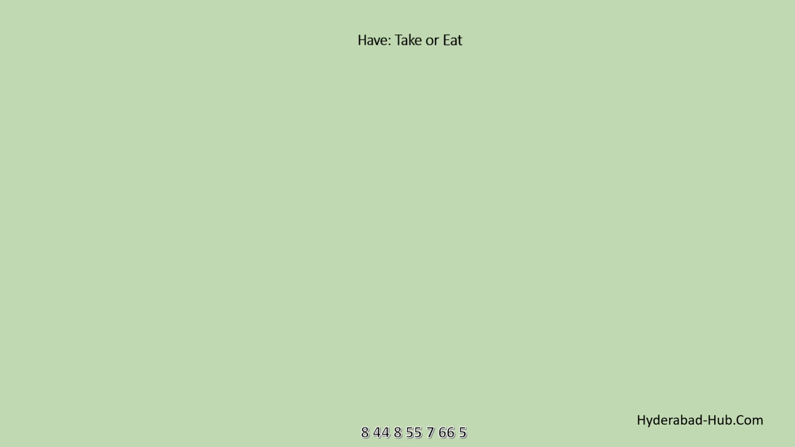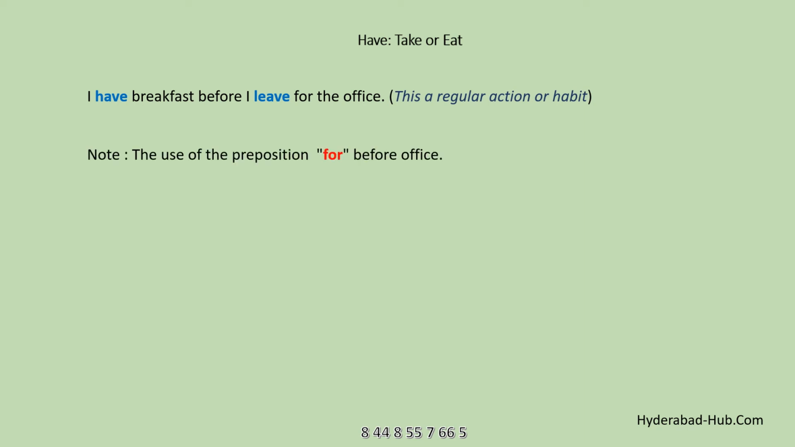We can also use have to mean to take or to eat. I have breakfast before I leave for the office. Note the use of the preposition for before the office. It means that you leave home and go to the office.